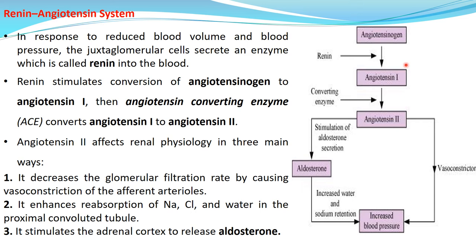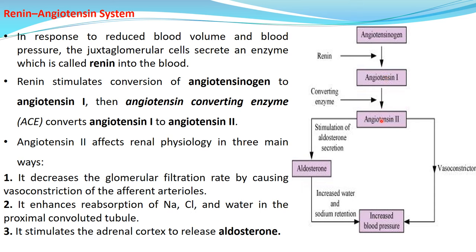So when there is hypotension, a reduction in the blood pressure, the juxtaglomerular cells, the cells we just mentioned in the previous slide, secrete an enzyme called renin. They secrete this enzyme into the blood. Renin stimulates the conversion of angiotensinogen into angiotensin 1. And angiotensin converting enzyme, a specific enzyme, can convert angiotensin 1 into angiotensin 2.